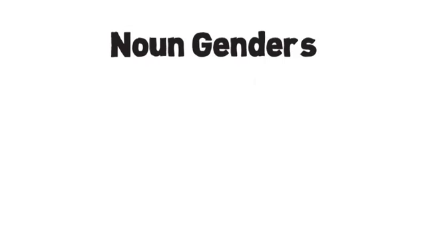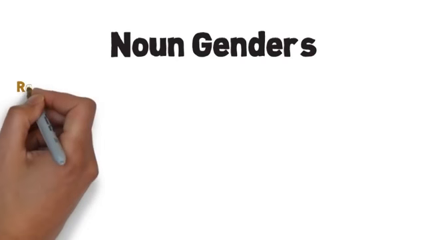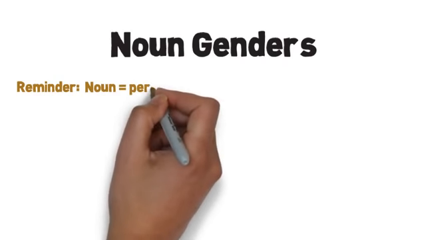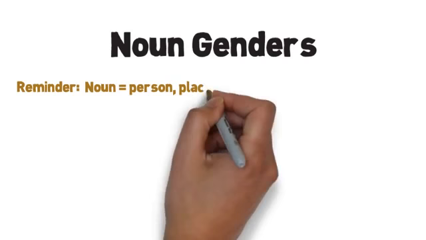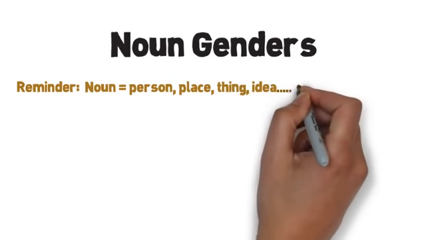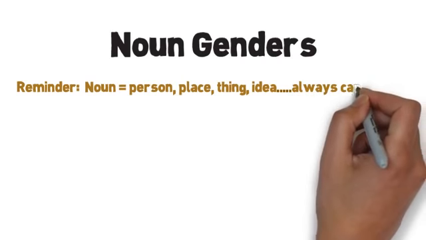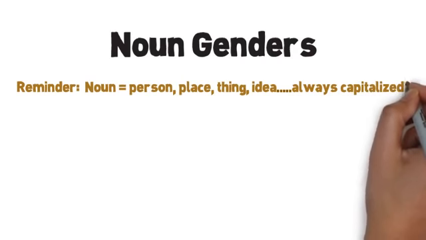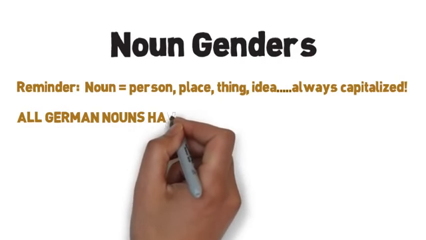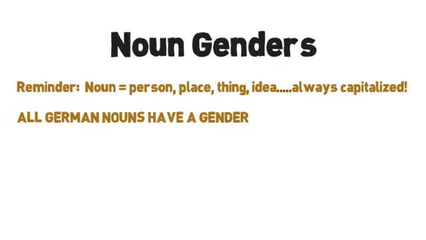Today's topic is noun genders. As you recall, a noun is a word for a person, place, thing, or idea, and it is always capitalized in German, no matter where it appears in a sentence. In English, we are accustomed to people and animals having genders. You refer to a woman as she, and to a man as he, and if your dog is a boy, then he's a he, but if she's a girl, then she's a she.